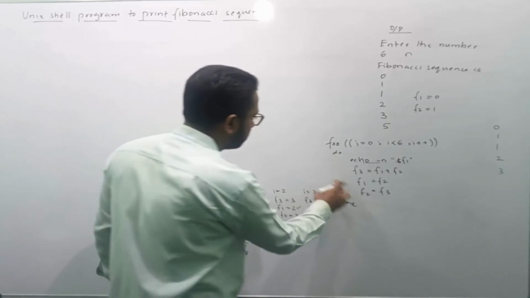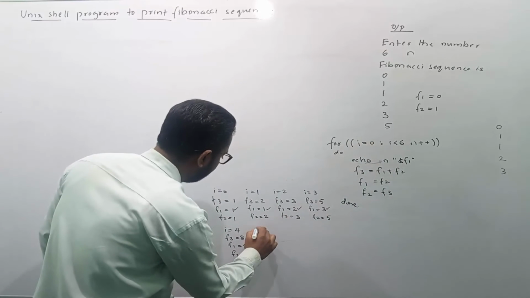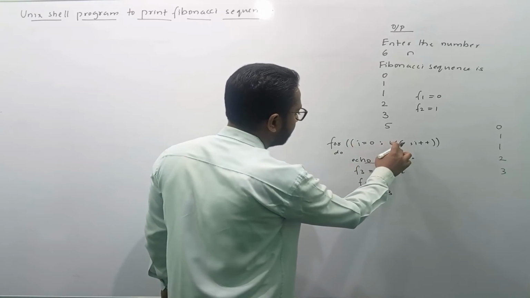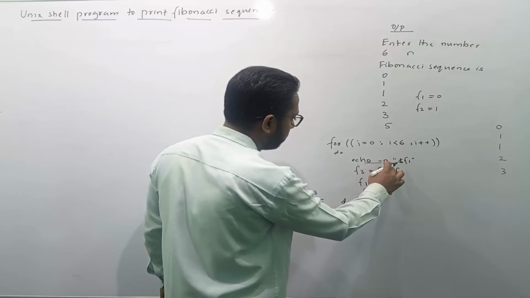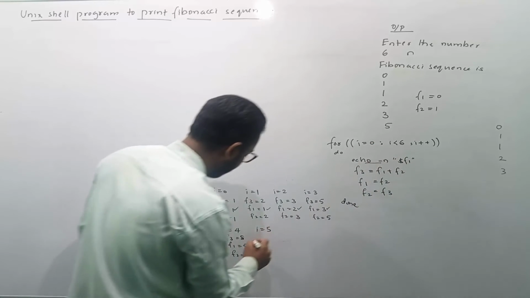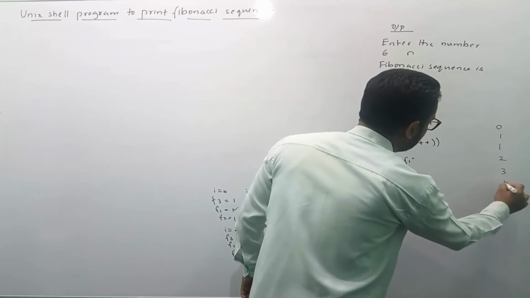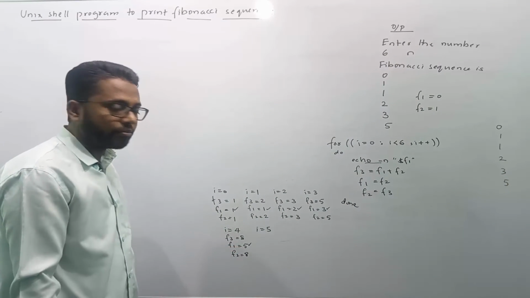Okay, control goes back to the for where the I value gets incremented by 1. Now I becomes 5. For the value of I equals 5, the condition gets checked. 5 is less than 6, condition true. Control comes inside the for to print this F1. So F1 is 5. Now 2 plus 3, which is 5. We'll get 5 here.